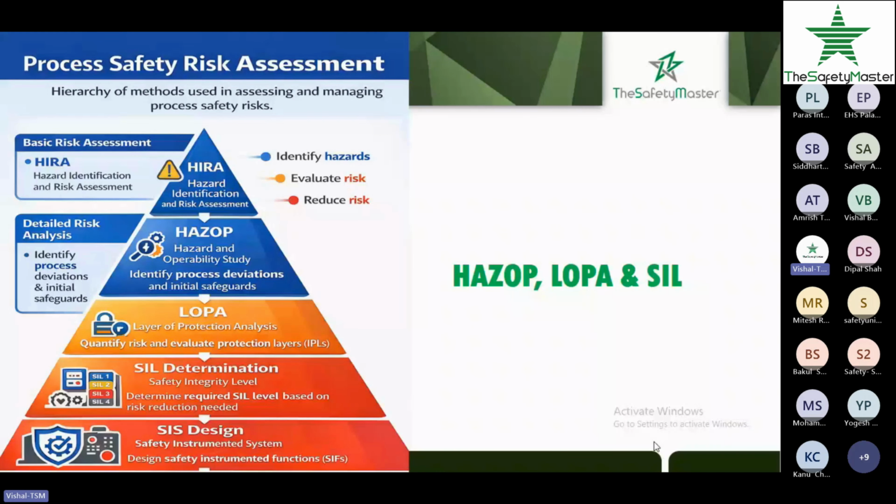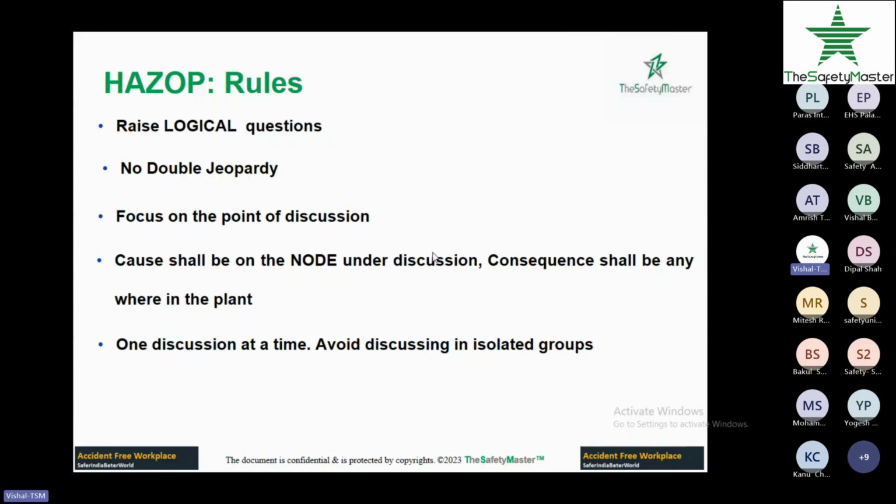One is the base level, the basic risk assessment, which will be your hazard identification. With hazard identification, you can identify the hazards and evaluate and reduce them; all these things can be done in your HIRA. Whereas Hazop focuses on process deviations and the safeguards that we have in our system. So Hazop is a detailed risk analysis. Once you do the Hazop, we'll move to LOPA. LOPA is nothing but layer of protection analysis. That is called layer of protection analysis, LOPA in the plant.